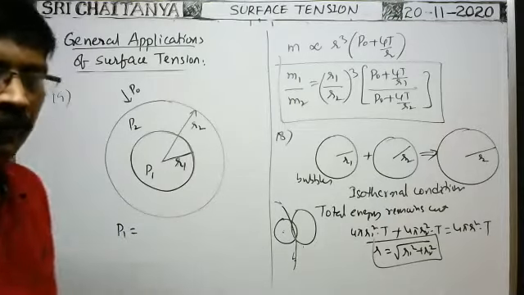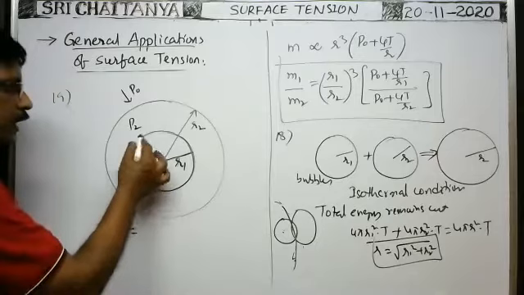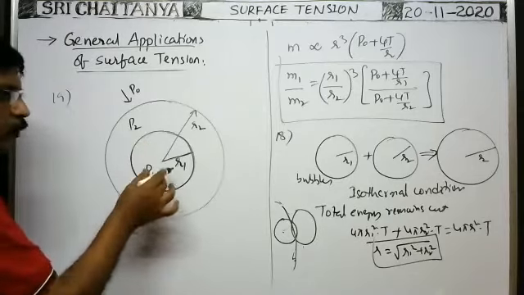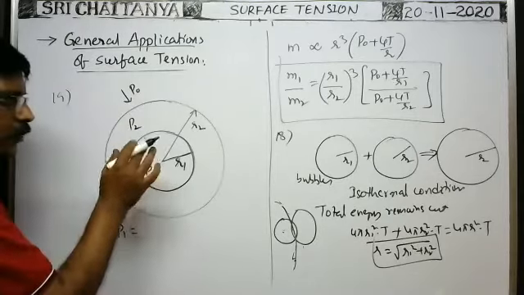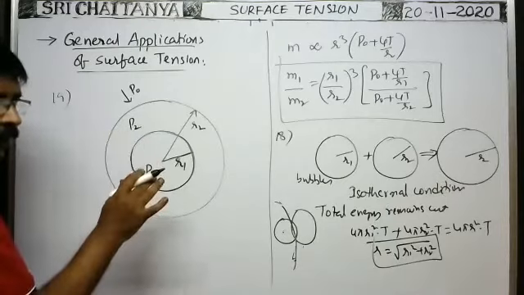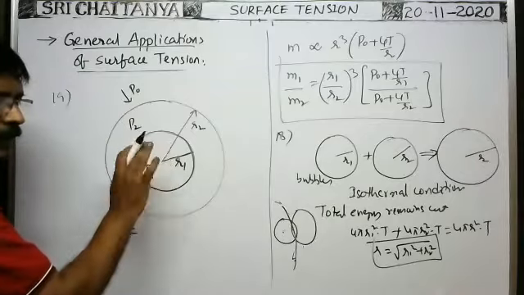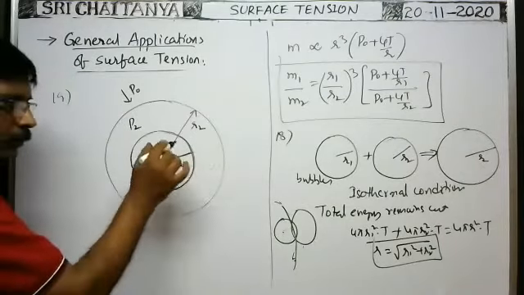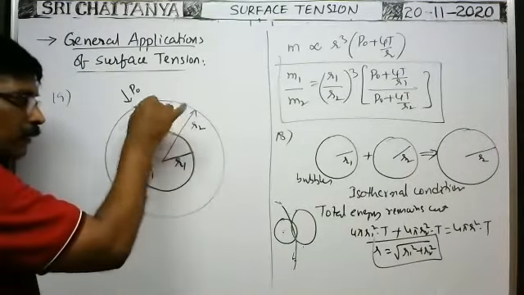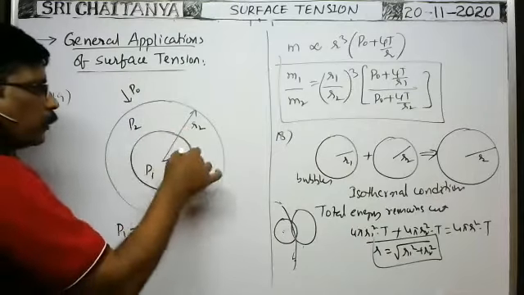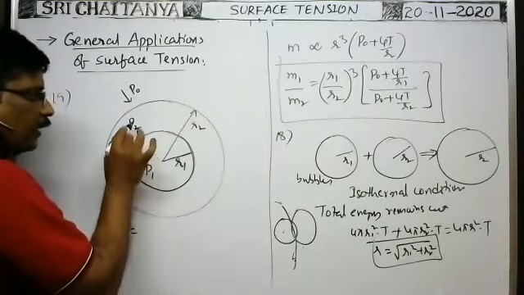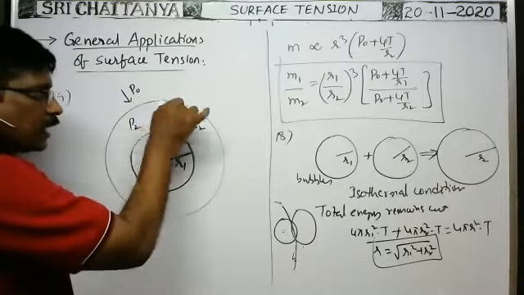What is the total pressure inside the smaller bubble? We know already the extra pressure inside the bubble is equal to 4T by R. So from that formula, the total pressure is P naught plus 4T by R. P naught is the pressure that acts on the bubble from outside. For the smaller bubble, the pressure acting from outside is P2, that is the pressure inside the larger bubble.